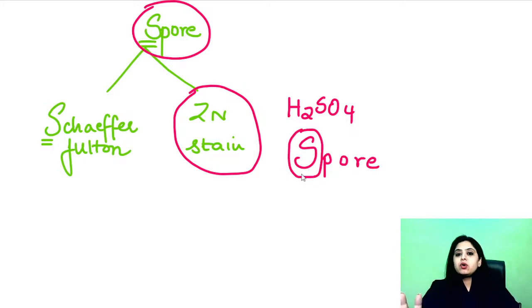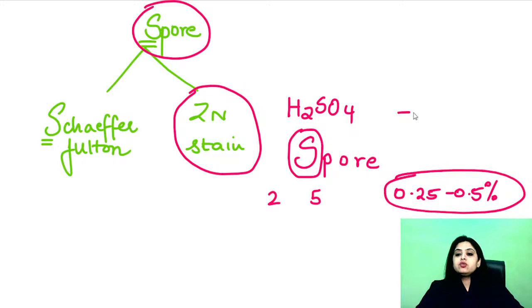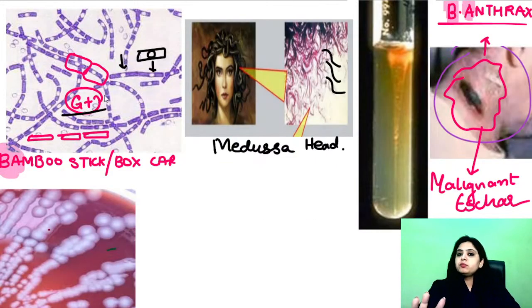The way you write spore, like I said, everything about a spore has to be around S. So which numbers relate to S? S looks like a 5, S looks like a 2, right? So those numbers come. So 0.25 to 0.5% H2SO4 is what we use when we are dealing with ZN staining of the spore. Is that okay? Yes, 0.25 to 0.5. Very small, very less. So I picked up the 2 and 5 numbers which are the S numbers. Coming back, so yes, your spore thing is done.